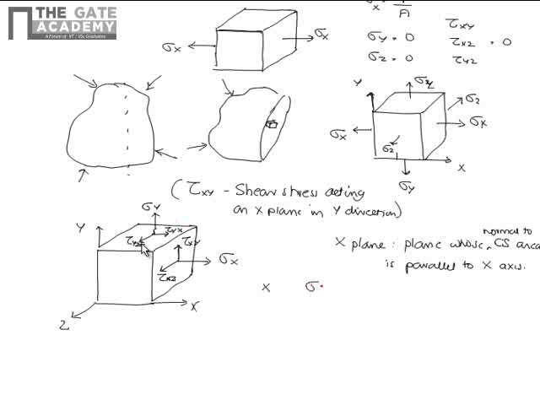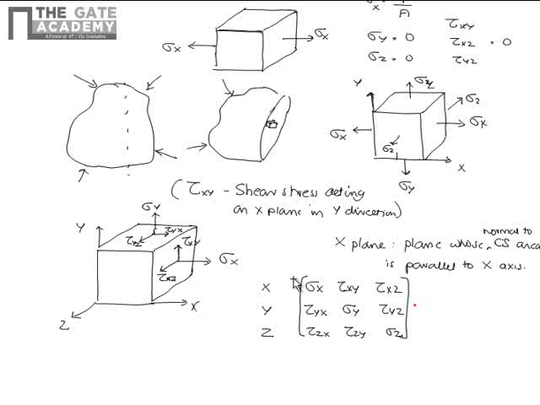On the x plane we have sigma x, tau xy and tau xz. In the y plane we have tau yx, sigma y, tau yz. Similarly, in the z plane we have tau zx, tau zy, sigma z. This gives a totality of the stress acting on this cube. So this is called the state of stress at the point. So this matrix is called the state of stress at this point.